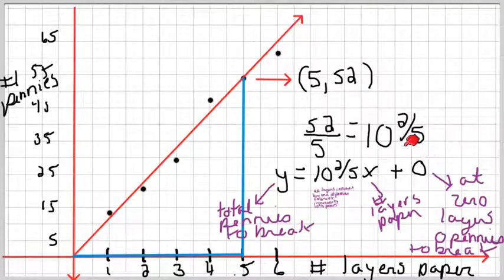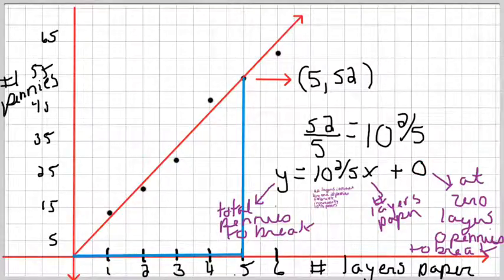And then I have to label everything. The y is the total pennies it takes to break. The 10 and 2/5 means that as the layers increase by 1, the number of pennies to break increases by 10 and 2/5 pennies. The x is the number of layers, and the 0 means that at 0 layers, it takes 0 pennies to break. You do not need to have the 0 in your equation, so if you left that out and you didn't label it, you don't need to worry about that.